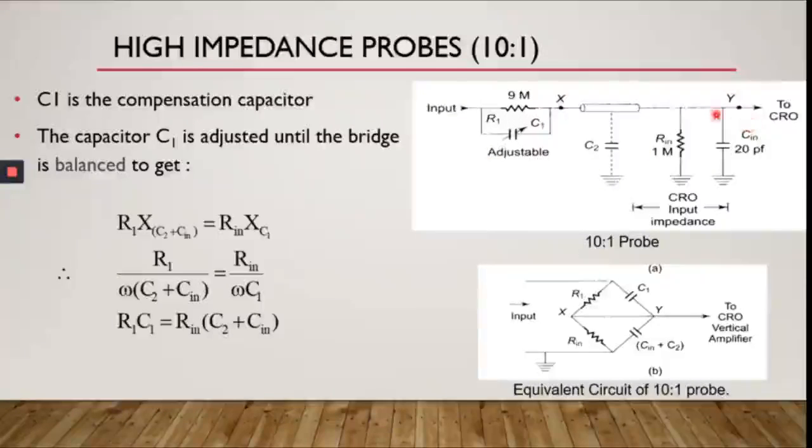Okay, so anyway, this is the configuration of the 10 to 1 probe. So you have a 9 mega ohm resistor here, and you have a 1 mega ohm resistor here. So 1 divided by 9 plus 1, you get 1 over 10. So that's why you get here a 10 to 1 high impedance probe.